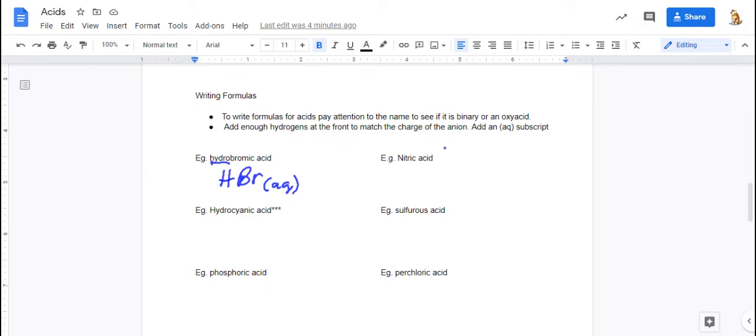Nitric acid. So this contains the NO3 ion because it's nitric. There's no hydro, so I know it's not H and an N. So nitric acid contains the nitrate. The charge is 1 minus, so I need 1 hydrogen and an AQ.